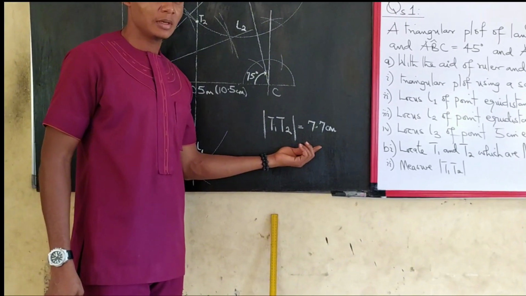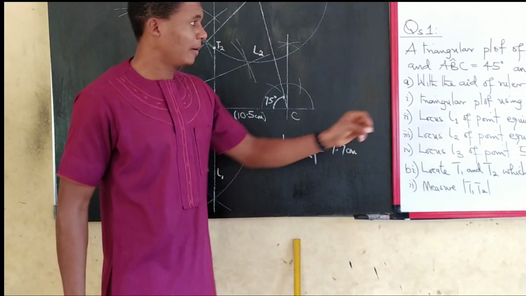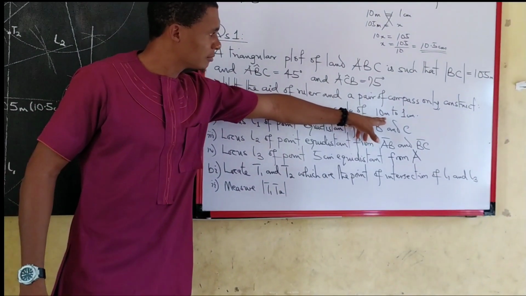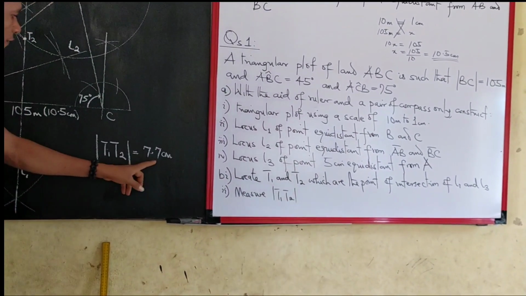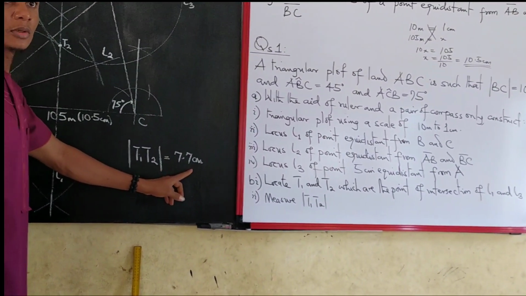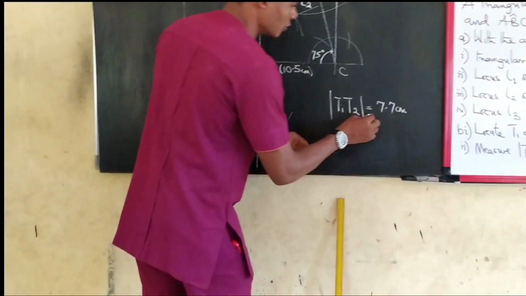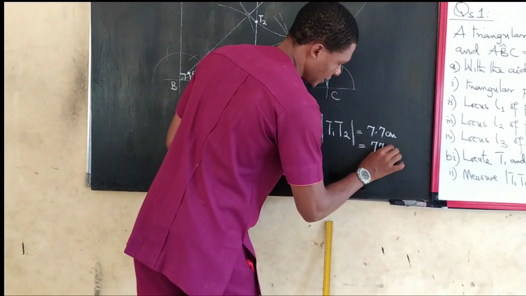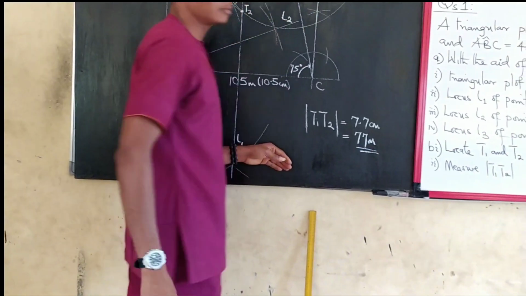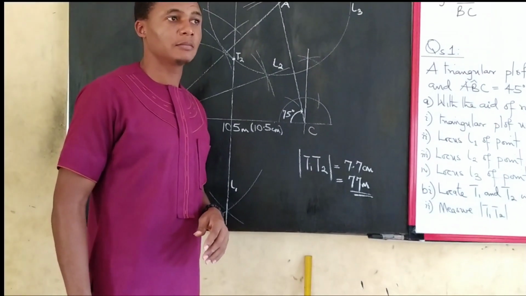right? Are you there? Yes. But remember, look at this. I have a scale for conversion, right? So what I need to do is convert this to meters, right? And the answer is going to be, I think, 77 meters, right? 77 meters. You grab? Yes.